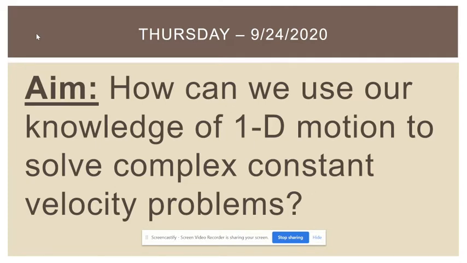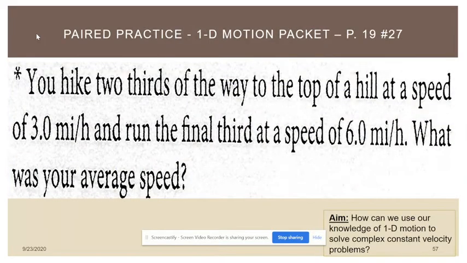So, yesterday, we left off at the very end of the video by taking a look at this problem, which is on page 19, number 27 of the one-dimensional motion packet. It says, you hike 2/3 of the way up to the top of the hill at a speed of 3.0 miles per hour, and then run the final third at a speed of 6.0 miles per hour. What was your average speed?